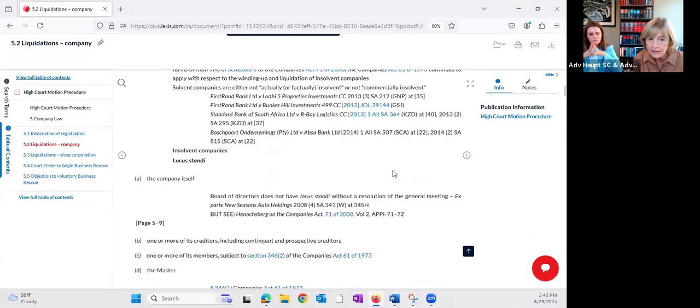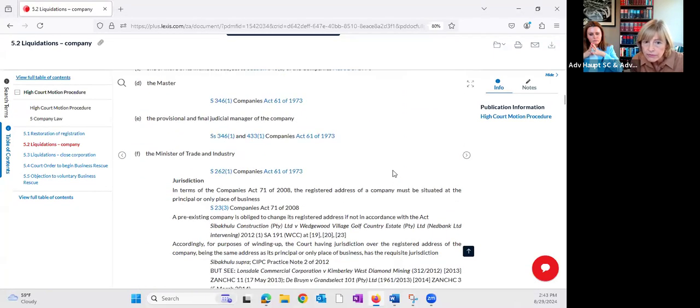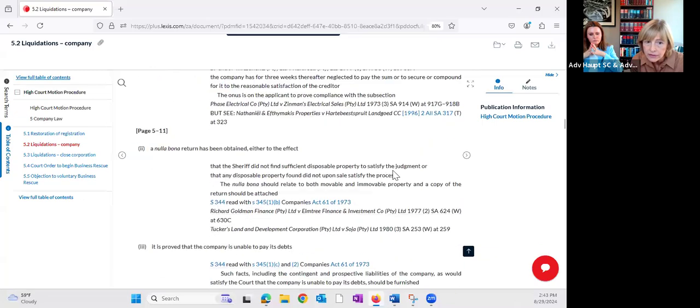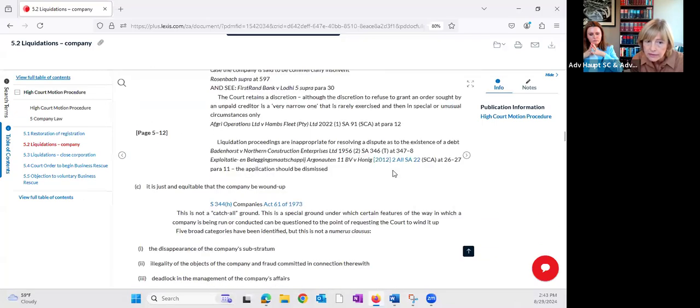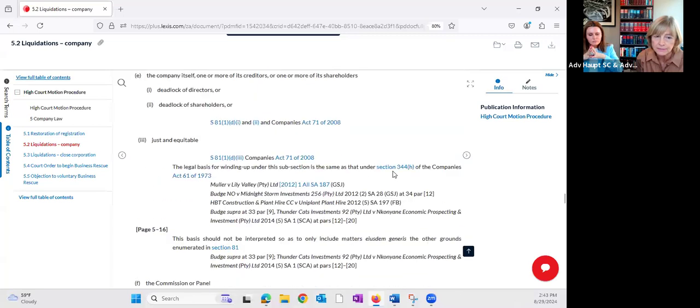You can just scroll down a little bit more to page, I think it's 517. Yes, keep going. It's page 517.